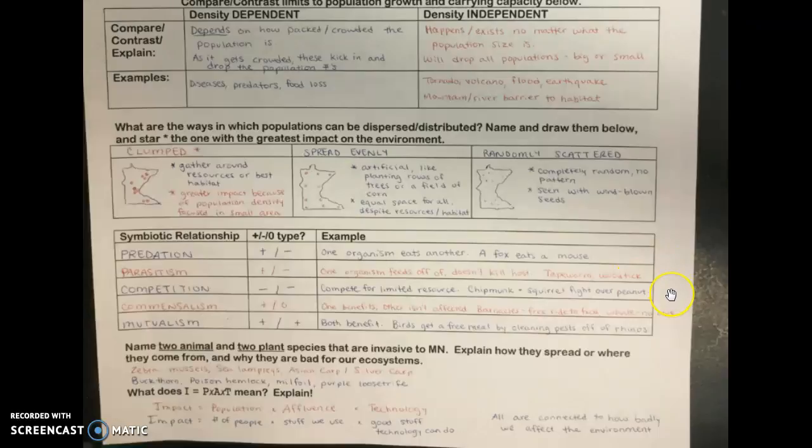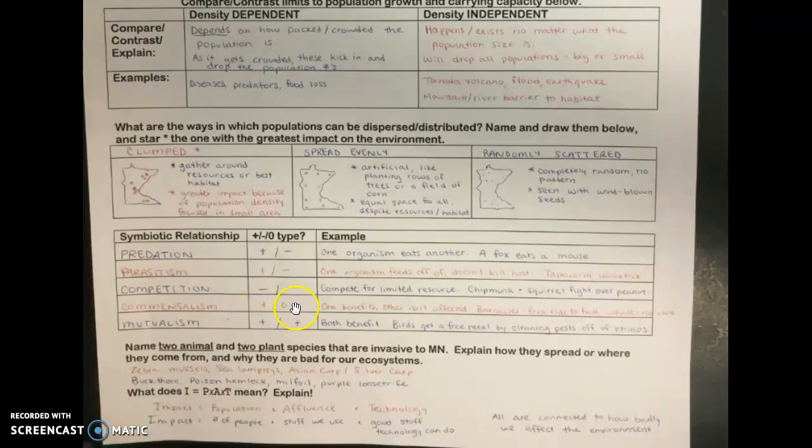Competition is where two different organisms are going to compete for the same limited resource. So if a chipmunk and a squirrel are both fighting over a peanut, that would be competition. If you have two squirrels fighting over a peanut and they're the same species, that's not considered competition because it has to be two different species.